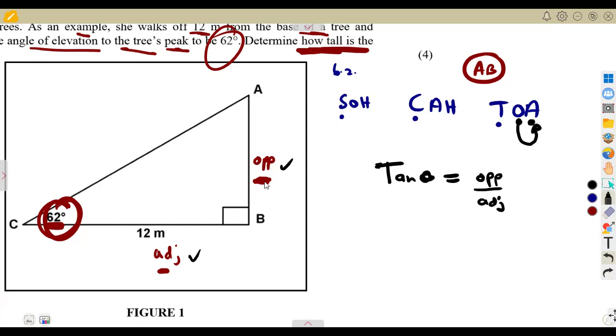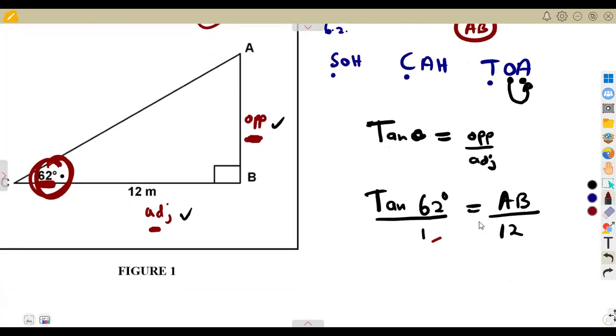So you can fill in what you are given. The tan of theta, theta is the angle, which is the angle of 62 degrees, is equal to the opposite, which is AB, over the adjacent side, which is 12. All right, so this is same as over 1. You need to solve for AB, remember? So you're just going to cross multiply. 1 multiplies AB, 12 multiplies the tan of 62 degrees. So 1 times AB, that is AB, is equal to 12 times the tan, that is 12 tan 62 degrees.